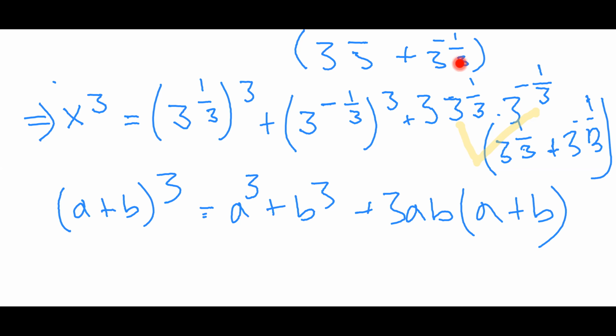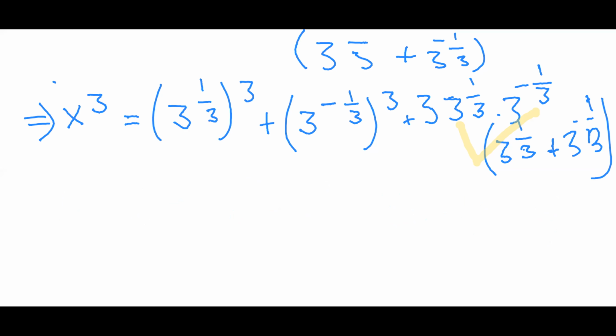From the given expression I tried to get a cube. So a is 3 to the power 1 by 3, then cube, then b is 3 to the power negative 1 by 3, this is b, then cube, plus 3ab. Since 3 is in the formula I took 3, a is 3 to the power 1 by 3, b is 3 to the power negative 1 by 3, then into a plus b. Here a is 3 to the power 1 by 3 plus b is 3 to the power negative 1 by 3. I just substituted it. Is it clear? Okay, so then next line.